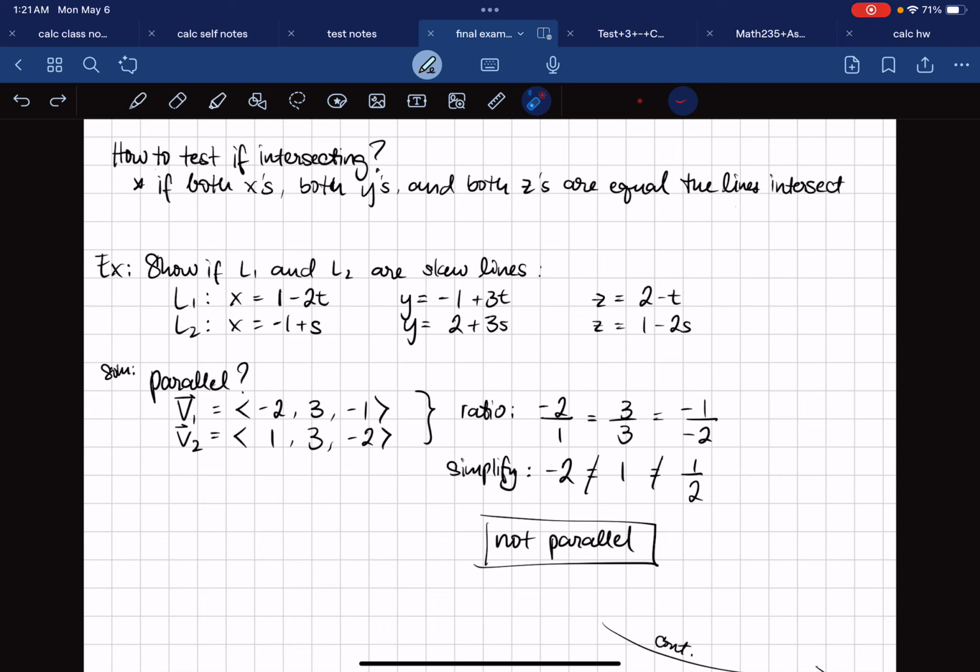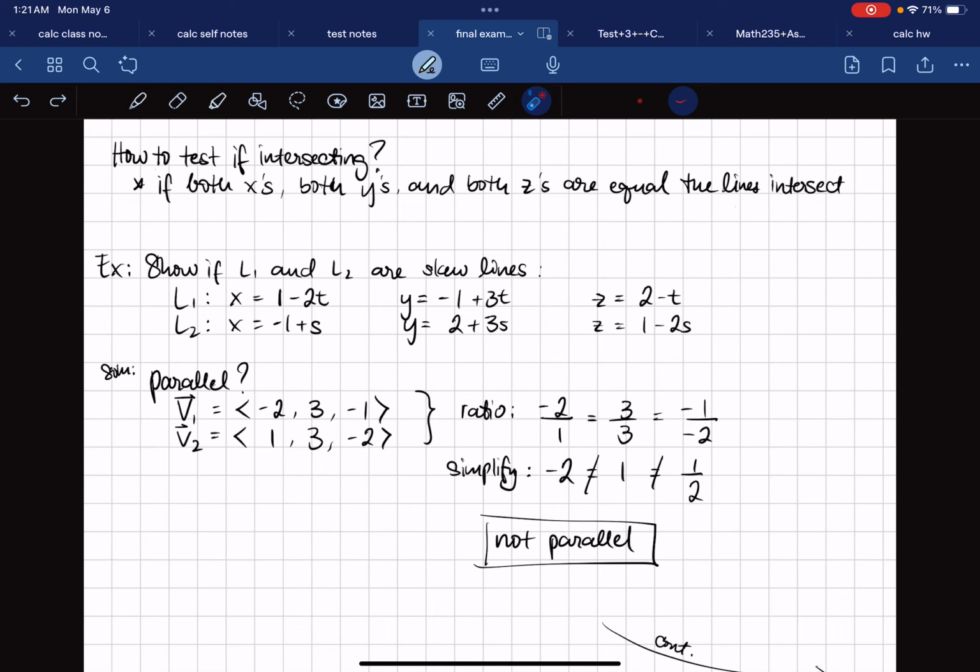I want to do the ratio bit because you could tell here in this case that they're not equivalent to each other. They're not equal and they're not equivalent. But sometimes when these numbers are different, bigger, or harder to see, you're going to have to use something like this. So take the ratio of them, meaning you take this component, then this component, then this component, and set them all equal to each other.